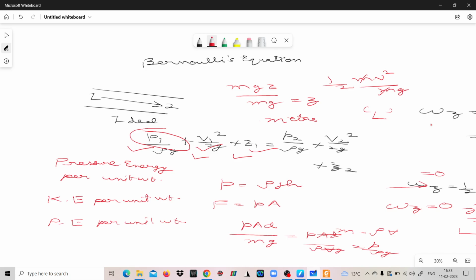Then, this is for an ideal fluid. Now, what is the ideal fluid? An ideal fluid is a fluid whose viscosity is equal to 0.